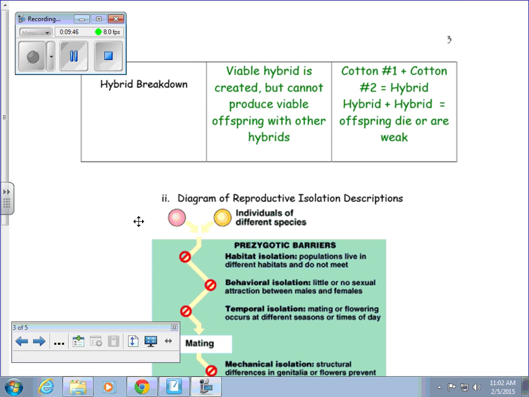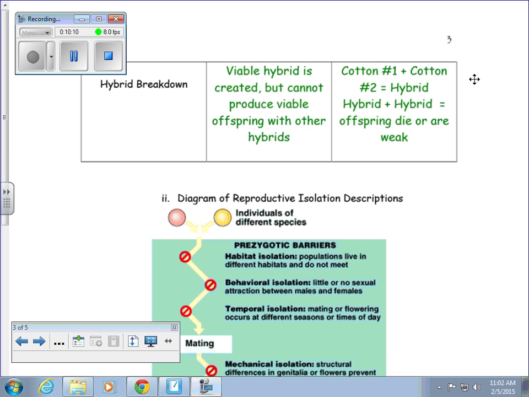The last post-zygotic barrier is called hybrid breakdown. This is when a hybrid is actually created. So we have a zygote, we have an embryo, it lives to be born or it lives to become an adult, but it cannot produce other viable offspring with other hybrids.